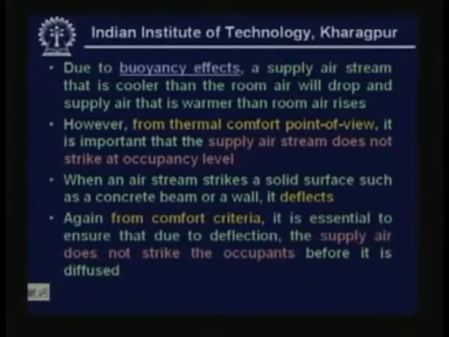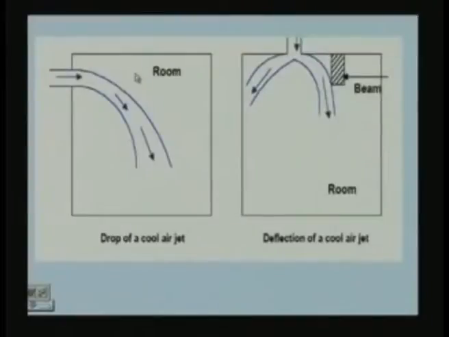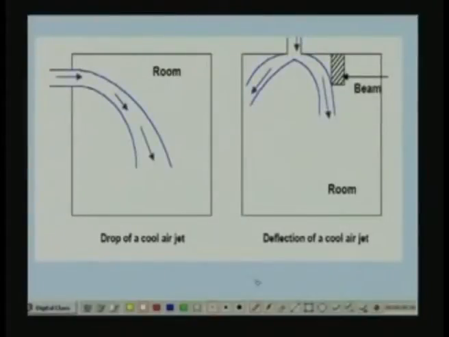Again, from comfort criteria, it is essential to ensure that due to deflection the supply air does not strike the occupants before it is diffused. Okay, so let me show this. For example, let us say we are supplying a cool jet at a height into the room. Let us say that this is our occupied zone, that is 1.8 meter, and 0.3 meters from the wall.